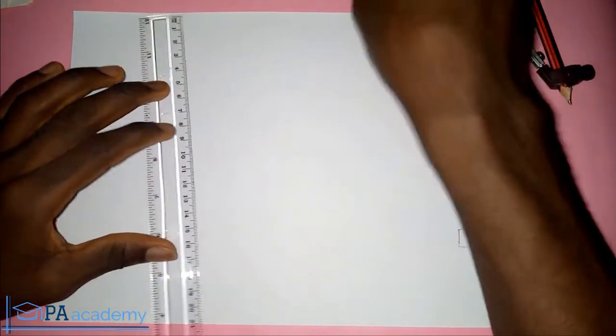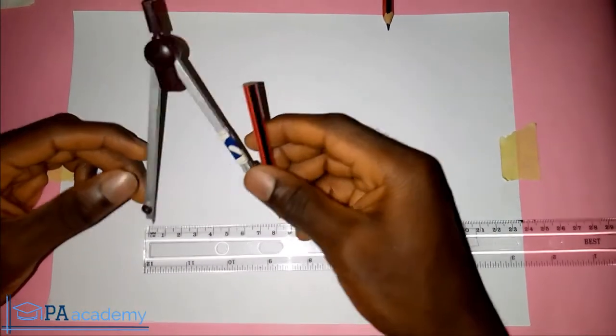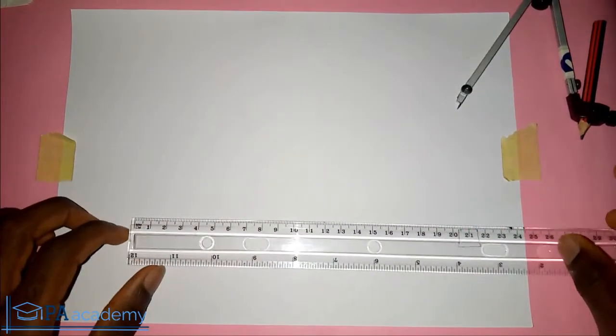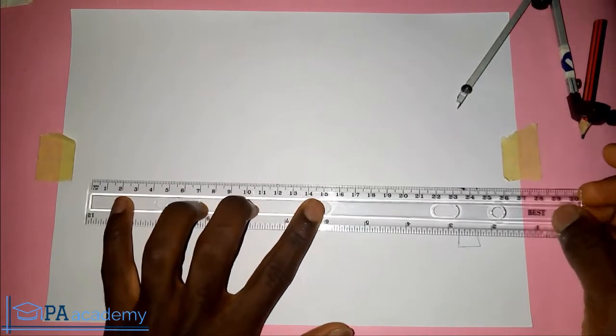So we are going to construct a square of side 8 centimeter. 8 centimeter, that's 80 millimeter. So depending on the unit you are familiar with. So the first thing I'm going to do now is to draw a straight line.